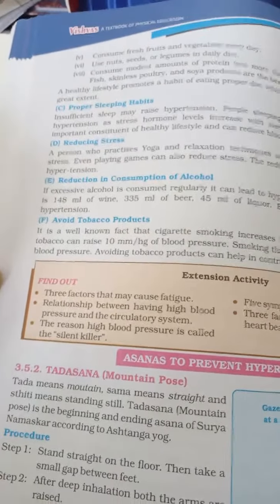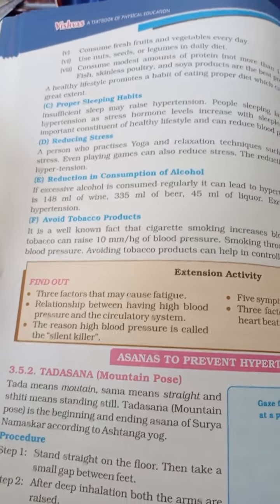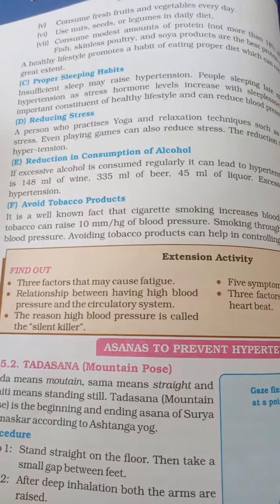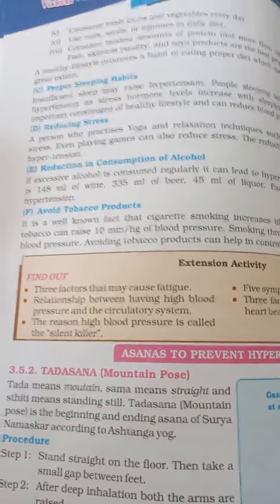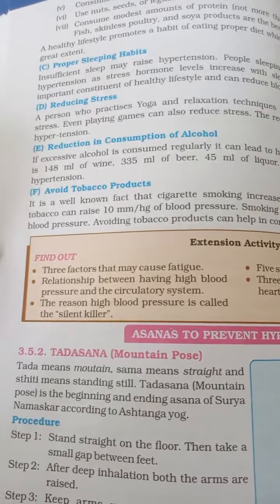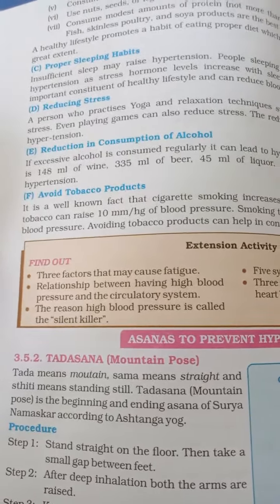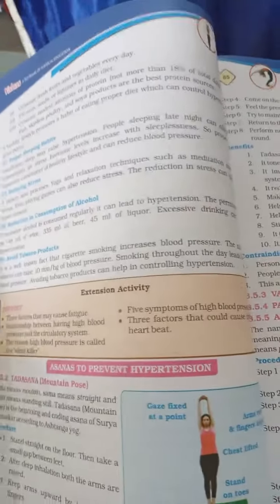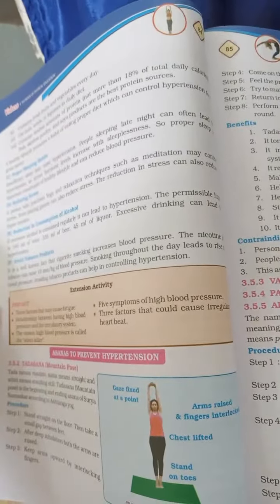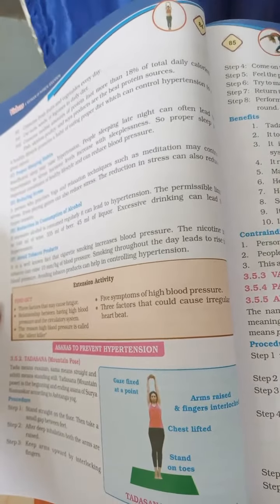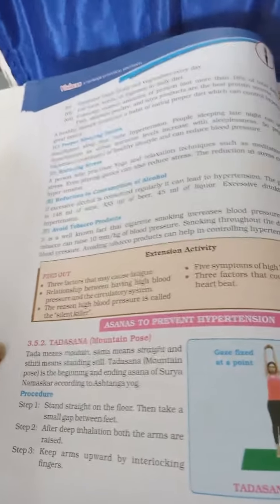The activity which I want from you all: three factors that may cause fatigue, the relationship between high blood pressure and the circulatory system, the reason high blood pressure is called the silent killer, the five symptoms of high blood pressure, and three factors that could cause irregular heartbeat. So this is an activity for you all.